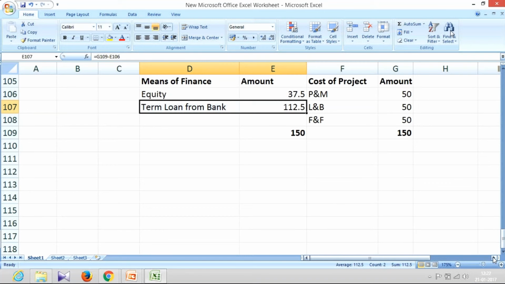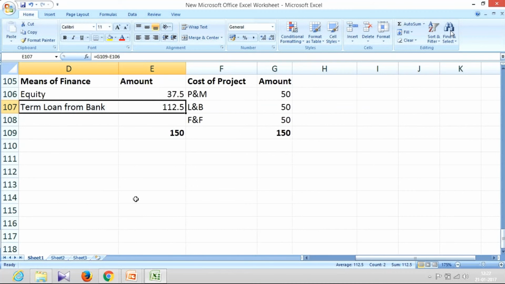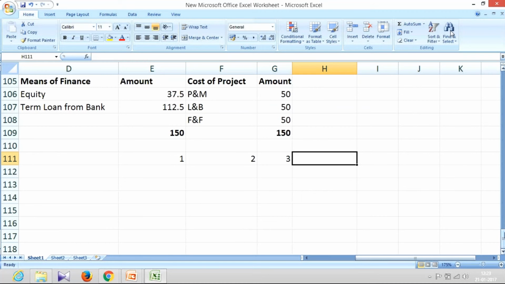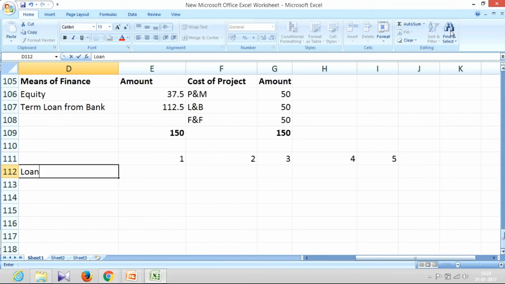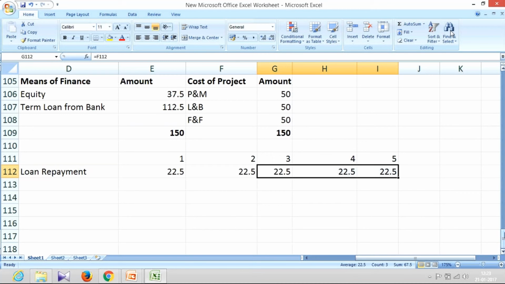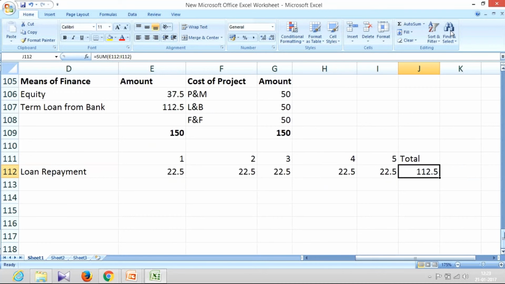So I'm going to have a small calculation now. Follow closely. This is going to be repaid over a period of 5 years, so year 1, 2, 3, 4, 5. I'll say loan repayment, and we'll assume equal payments. That is 112.5 divided by 5. So every year, this 22.5 has to be paid, so that at the end of the fifth year, if you look back, you have paid a total of 112.5.